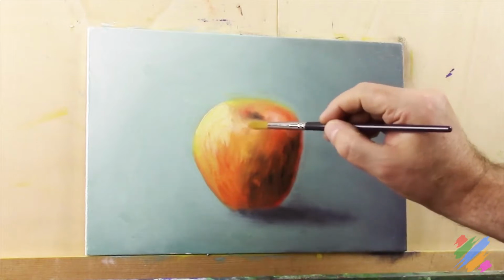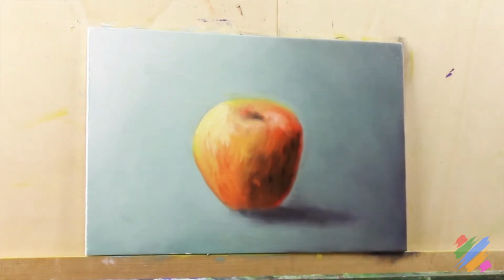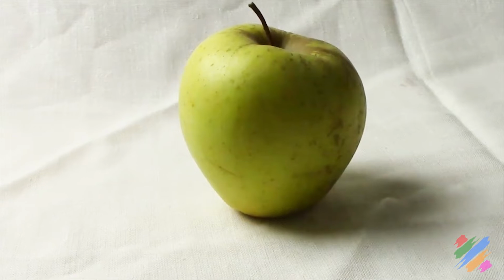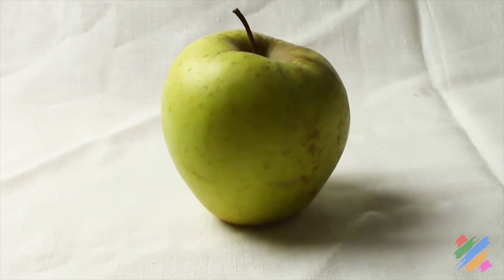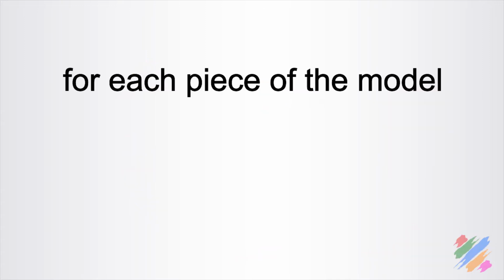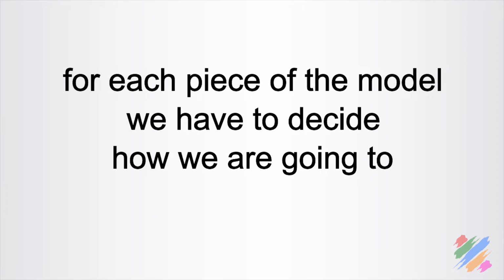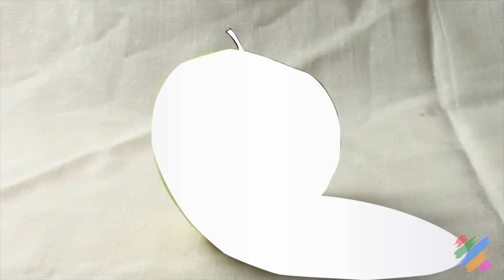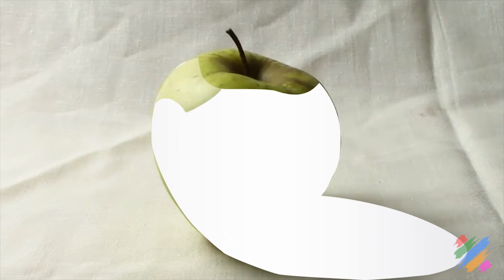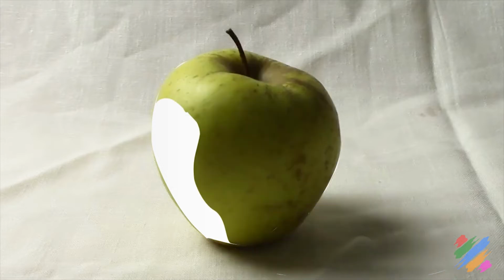But in a representative painting, this is not going to be so easy. Most of all if we use a model, because we have to analyze it, breaking it in small parts, and for each piece of the model, we have to decide how we're going to represent it. And this is a problem because every good choice we make will normally go unnoticed, while every bad choice will pop out and be perceived as a mistake.